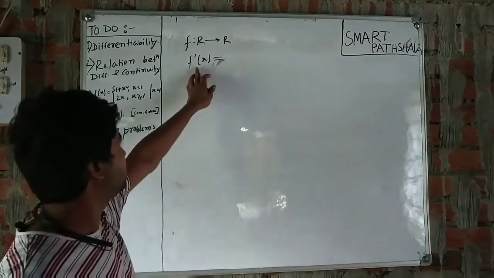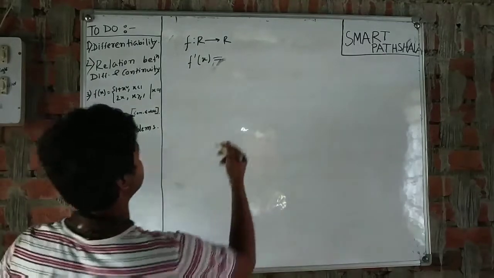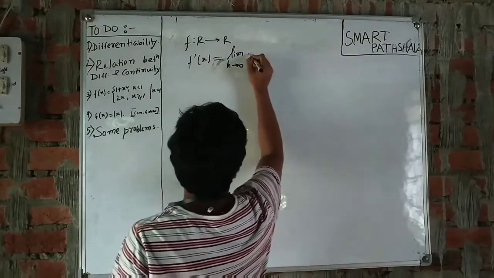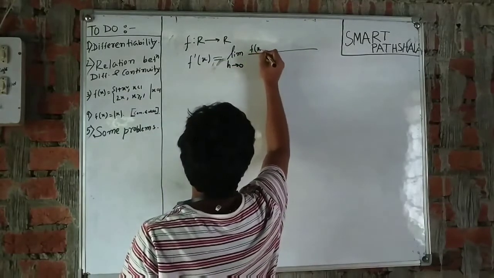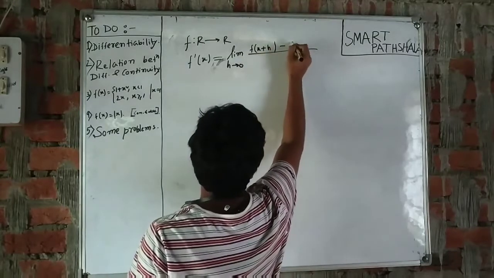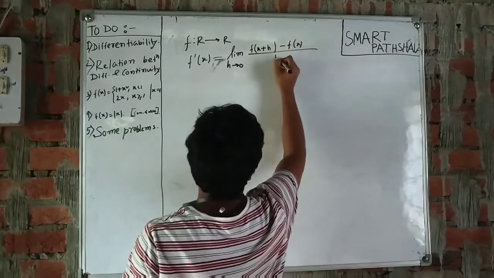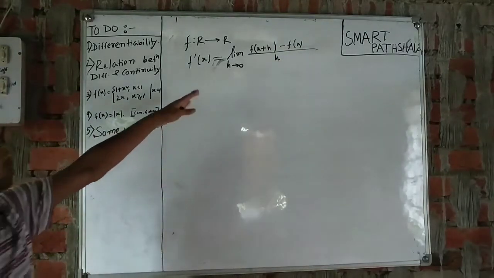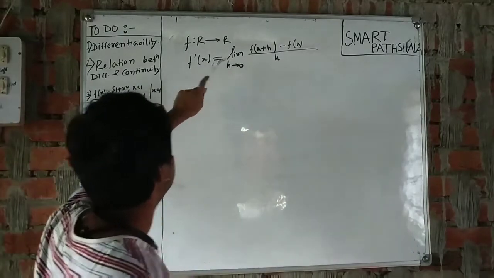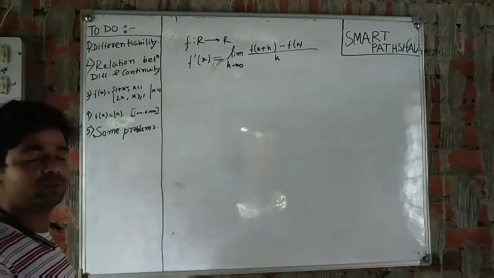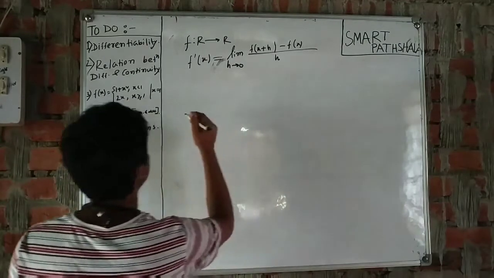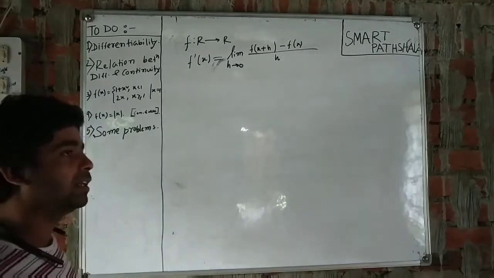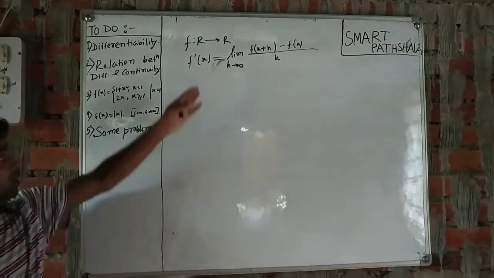Here, if I differentiate this x, this term can be written as limit h tends to 0 of f of x plus h minus f of x by h. So this is the definition of the derivative of the function f with respect to x. Now, for checking the differentiability of this function, we will check the right-hand derivative and the left-hand derivative of the given function.